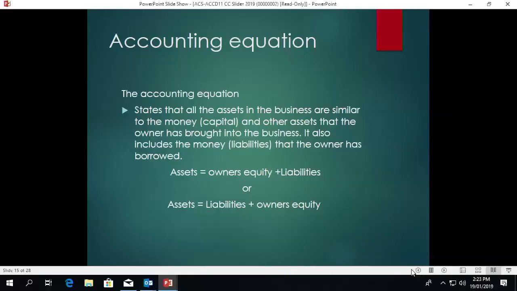So whenever you are doing the accounting equation, the assets must be equal to the owner's equity plus liability. So that means what the business owns is divided: some of the money goes into the owner's equity, some is tied up in the liability. Or the formula might change, and then they say assets equal liability plus owner's equity. It's more or less the same thing.